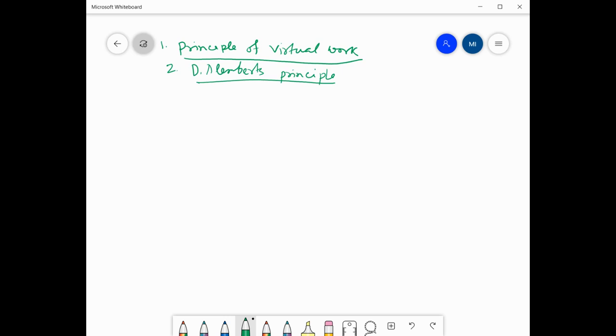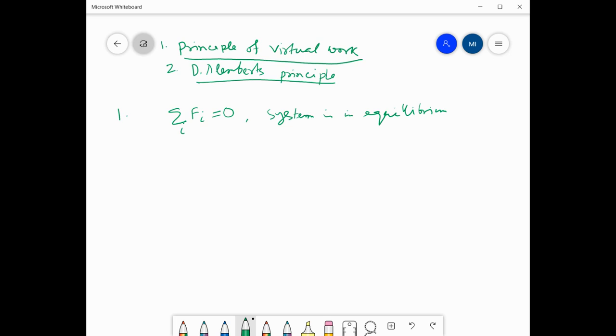Now, what is the principle of virtual work? It says that if you have a system where the net external force, summation over i of Fi, is equal to 0, that is, the system is in equilibrium, then we consider the work done for a virtual displacement.